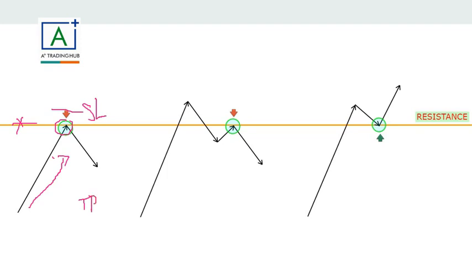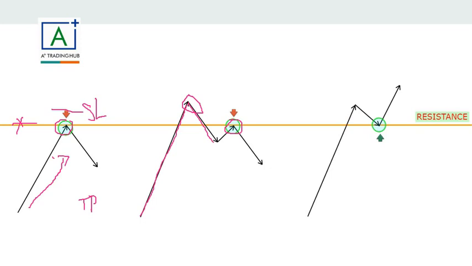The second scenario is that price can trend up, closes above the resistance within a few hours, comes back and closes below the resistance. And once it does this, you don't have to sell from here. Rather, you sell from where we have this green circle here.